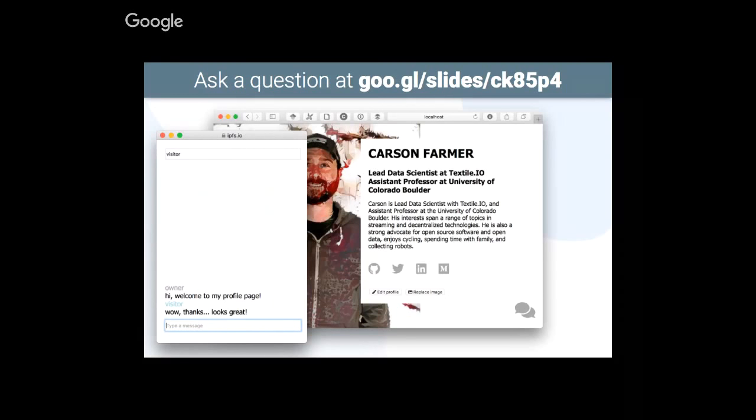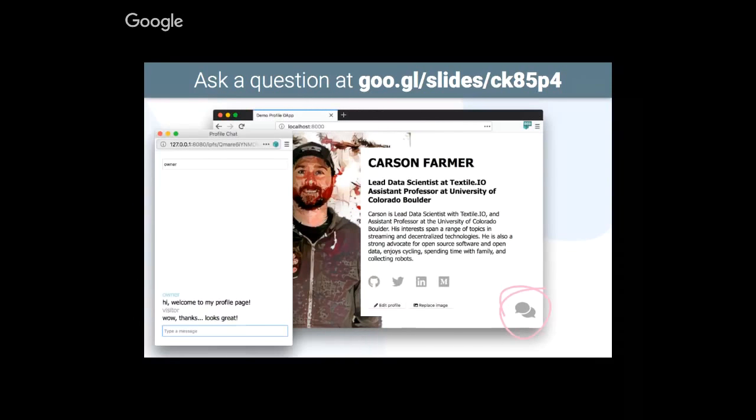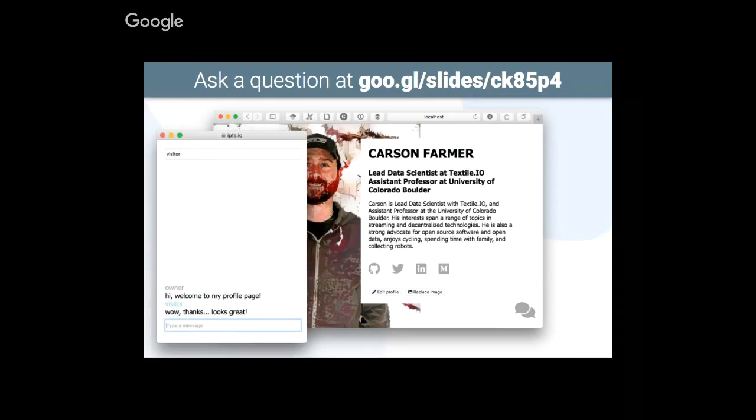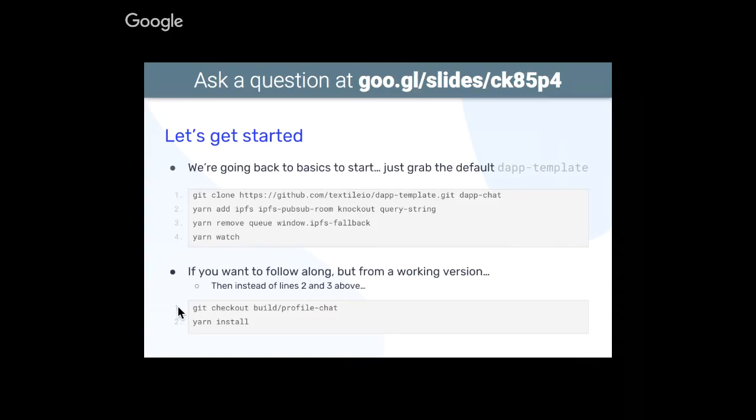The fun thing here is that I've got multiple browsers running. Here's my browser running in Firefox, and you'll notice that my username up at the top here is owner. So owner says, "Hi, welcome to my profile page." In the meantime, I've also opened the DApp in a separate browser, Safari, where my username is visitor, and I can interact with owner. So I'm simulating users interacting on the web on my own machine by using two different browsers. Okay, so that's our goal for the rest of the session.